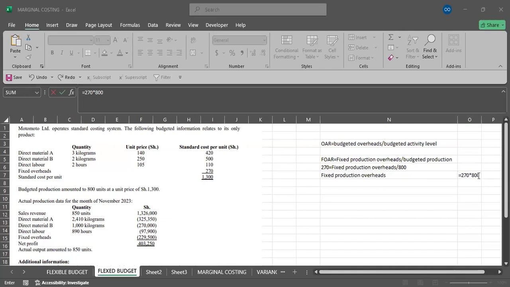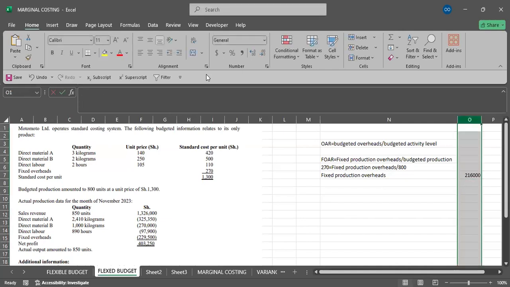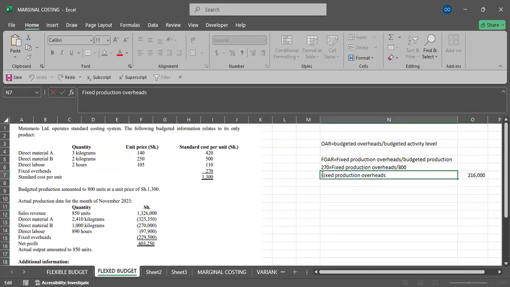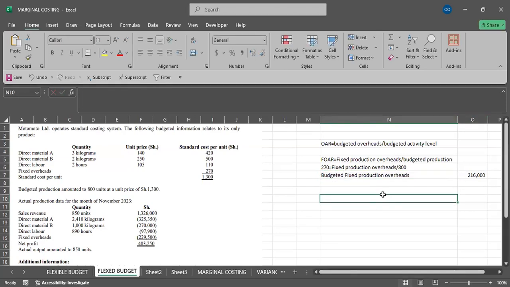It is equal to 216,000. So that is the budgeted fixed production overheads. You can actually add the word budgeted. Why are we struggling with this budgeted fixed production overheads?